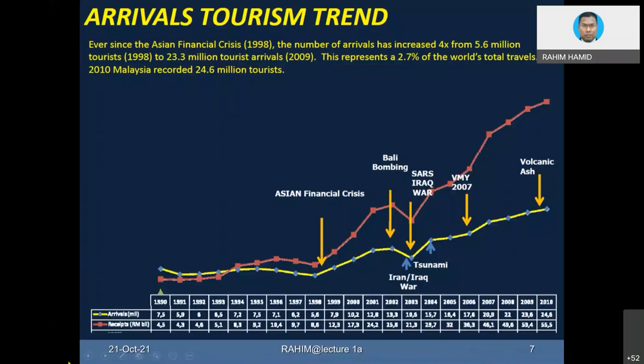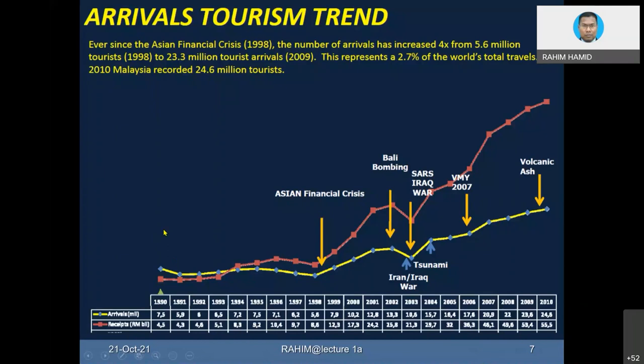For instance, way back from 1990 until 2010, we had major world crises. But Malaysia continued getting tourist arrivals. Previously, tourism was not considered our source of income. We had people from Singapore, neighboring countries, Indonesia, Thailand, going back and forth, but that would not be a big income earner for Malaysia until a few years back.